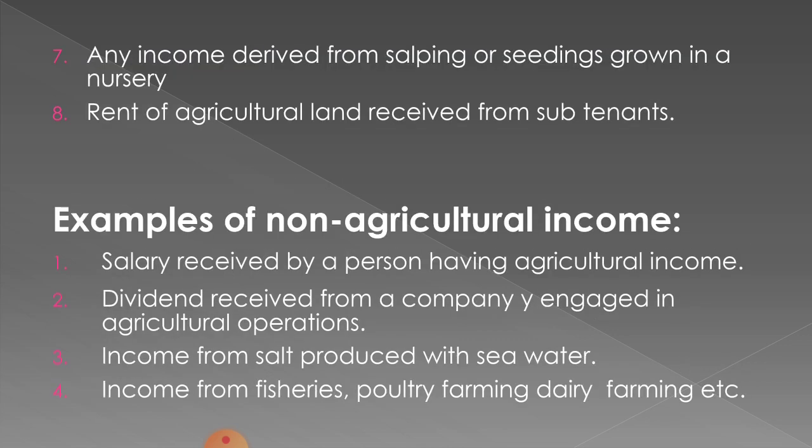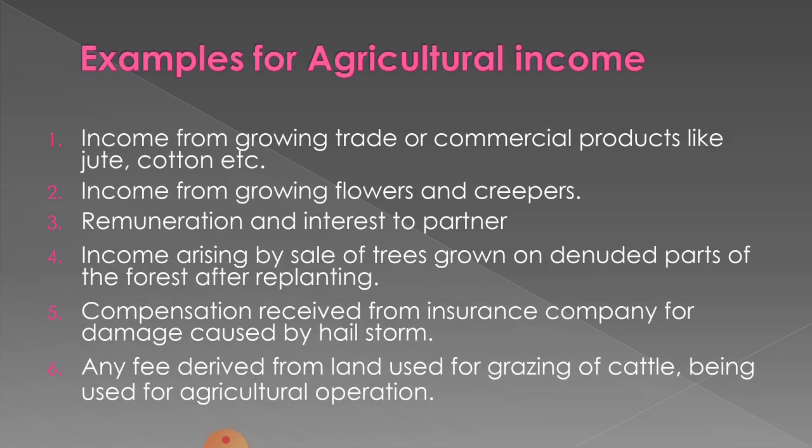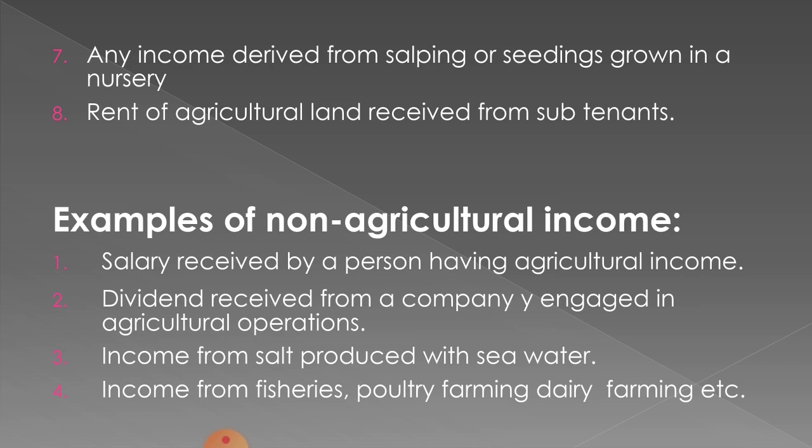Any income derived from saplings and seedlings grown in a nursery. Rent of agricultural land received from subtenants. So, these are the examples of agricultural income. So, let us see some of the examples of non-agricultural income.